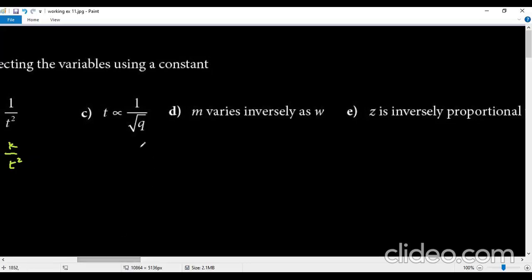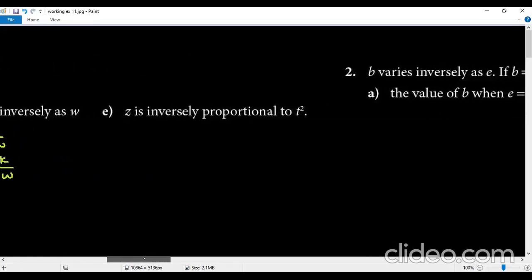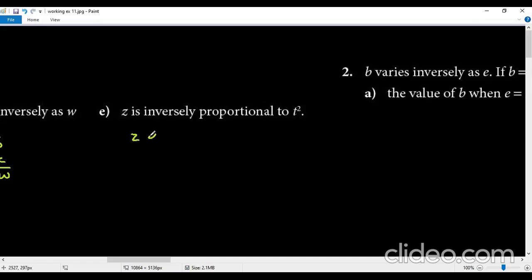When it comes to the third part, t equals k over under root q is going to be your answer. M varies inversely as w, so you will write in terms of k as m equals k over w. When it comes to the next question, z is inversely proportional to t square. That means when the sign of proportionality is removed, you will write k over t square.